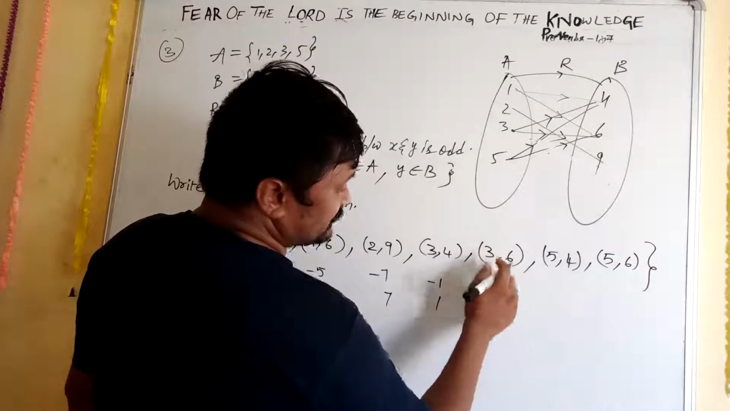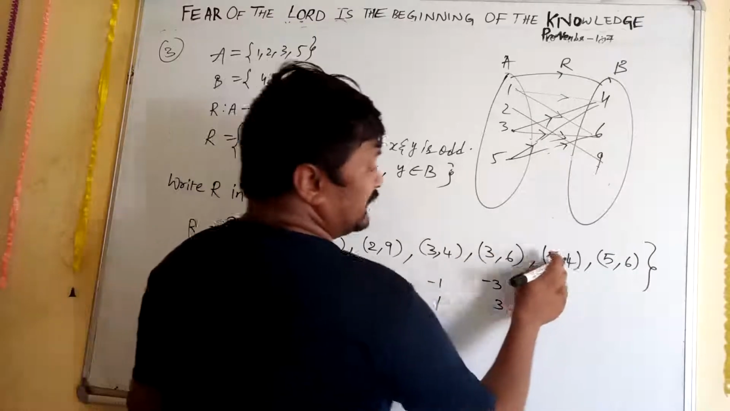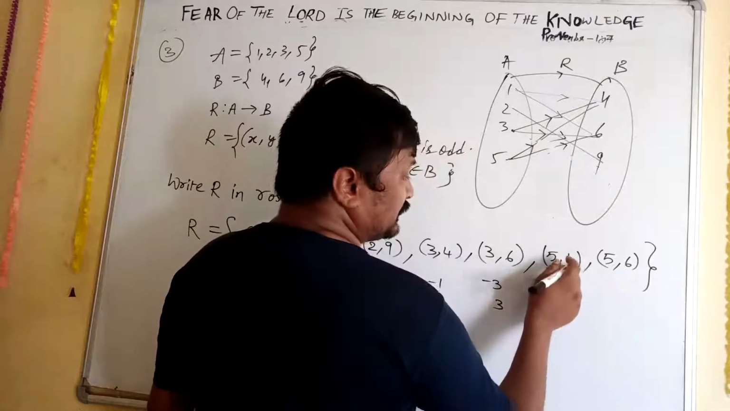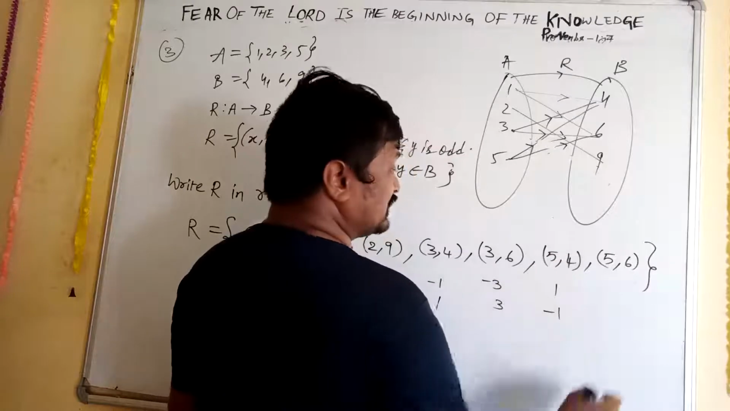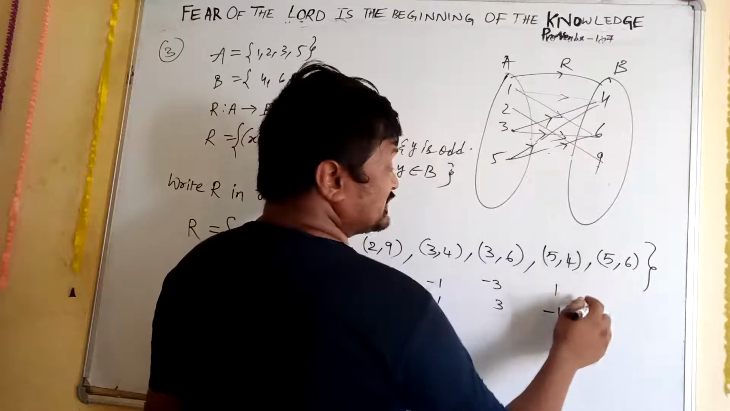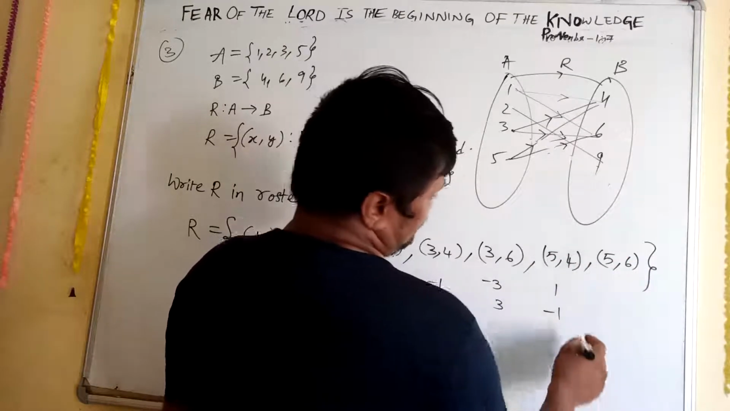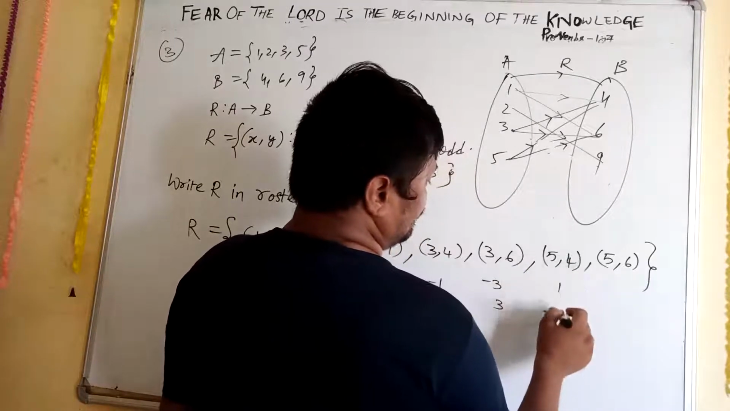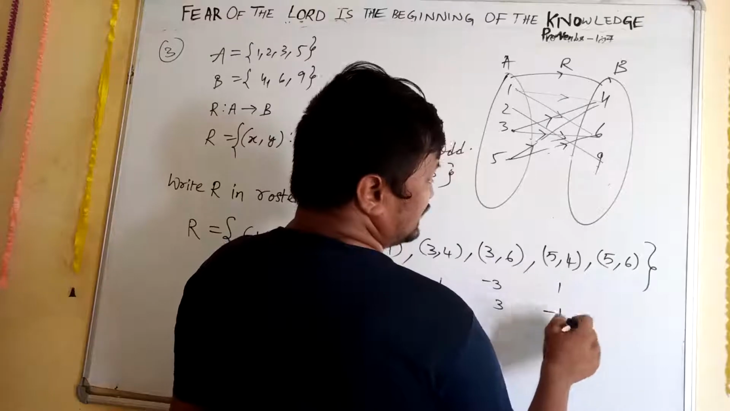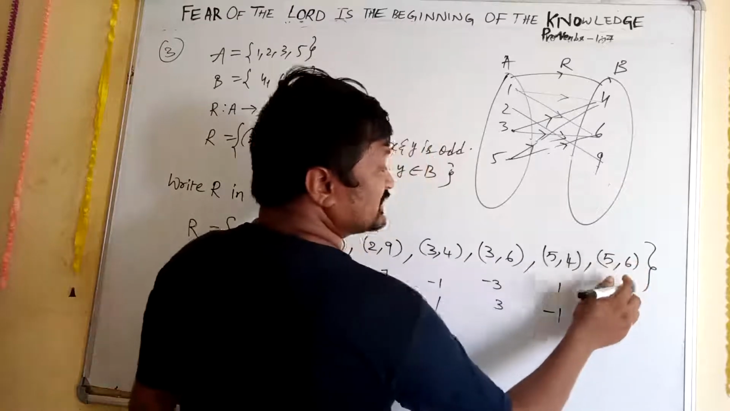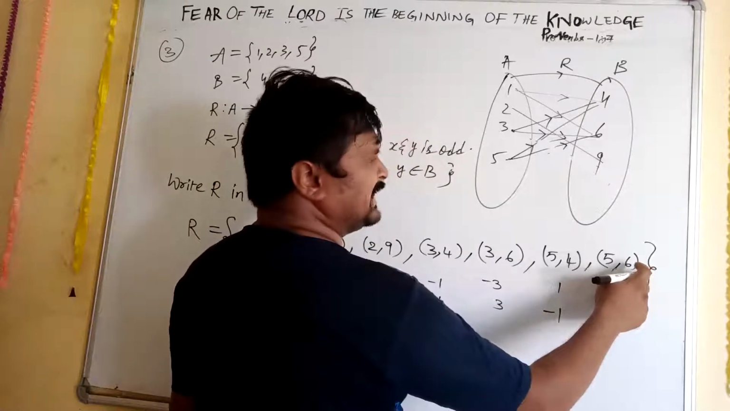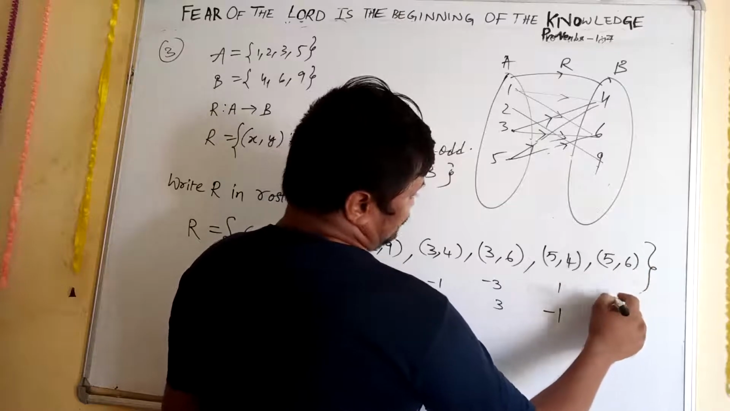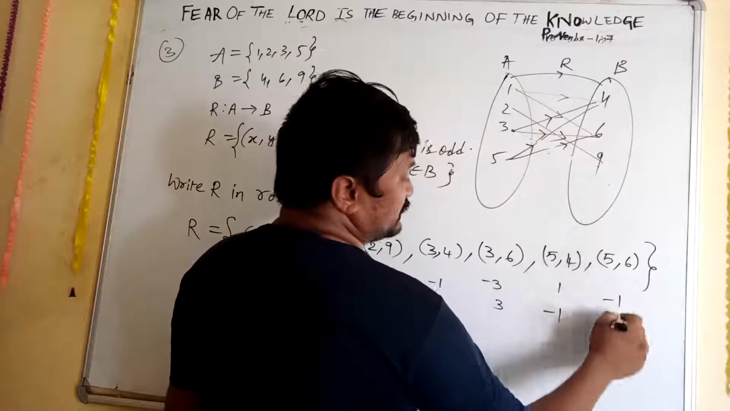Minus 3, 6 minus 3 is nothing but 3. 5 minus 4 is nothing but 1. 4 minus 1 is nothing but minus 1. 5 minus 6 is nothing but, sorry, yes, 1 and then minus 1. See here, 5 minus 6 is nothing but minus 1, 6 minus 5, 1.